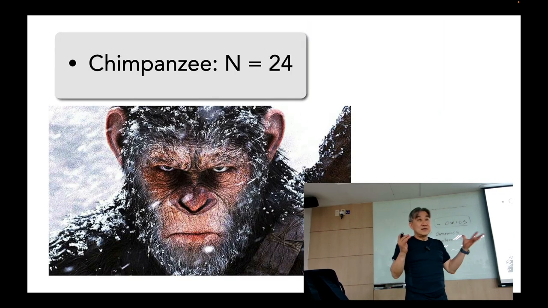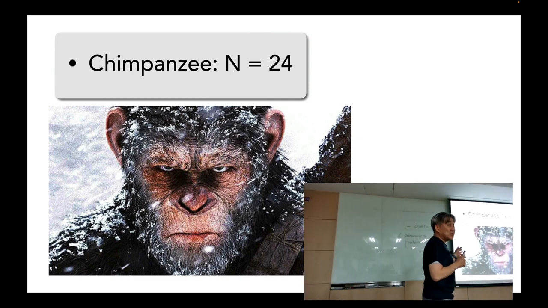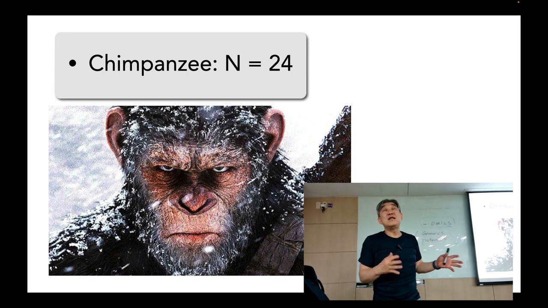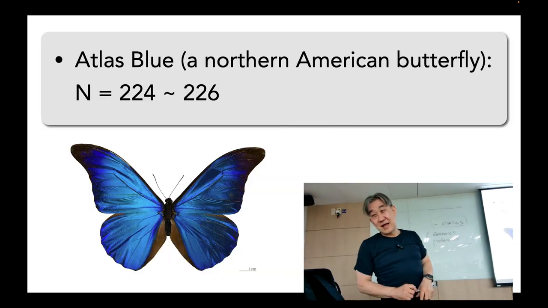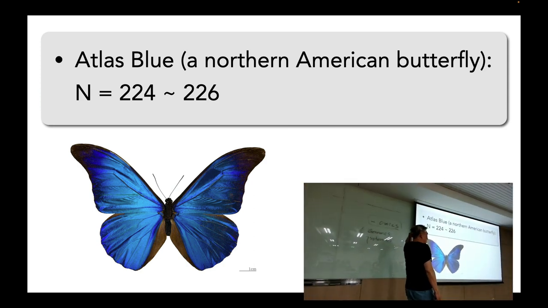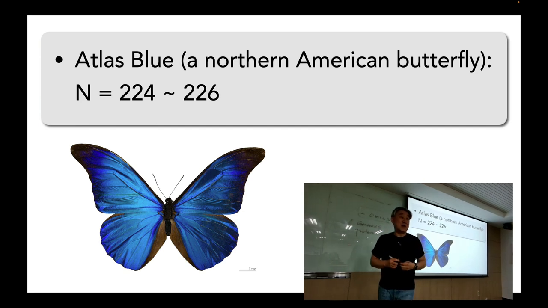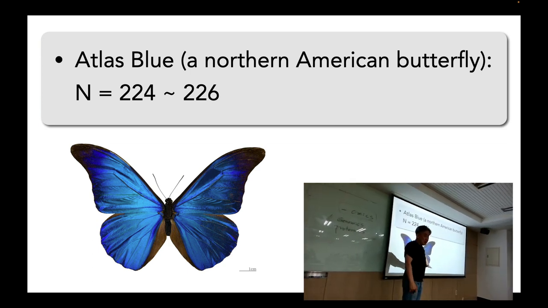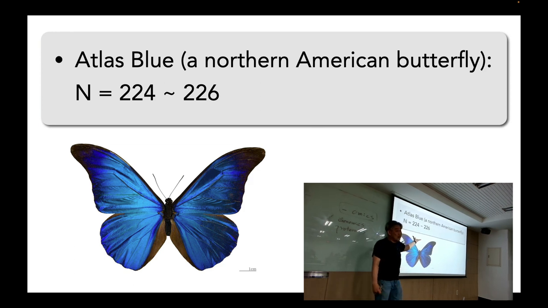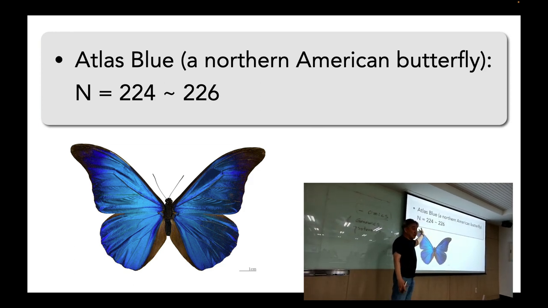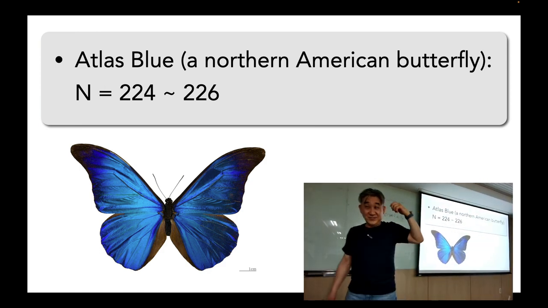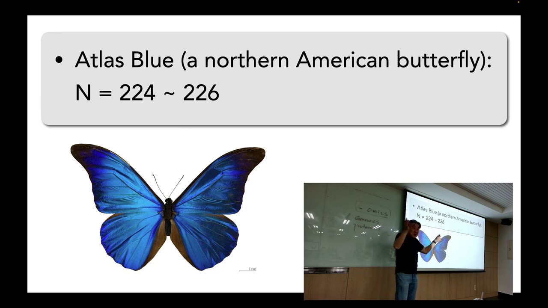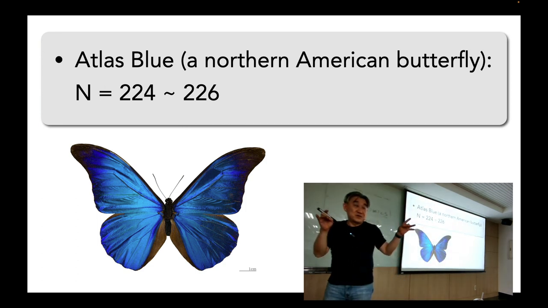Chimpanzee, on the other hand, 24. Luckily, if chimpanzee had 23 chromosomes, maybe even some hybrid between chimpanzee and human might have been possible, at least in terms of the sheer chromosome numbers. But it's not. And you may think the more chromosomes you have, the more evolutionarily advanced you are, but think again, because this butterfly's chromosome number is something like 225. So many chromosomes. Although that doesn't mean that their genome size is huge. It only means that their genome is highly fragmented into different chromosomes.